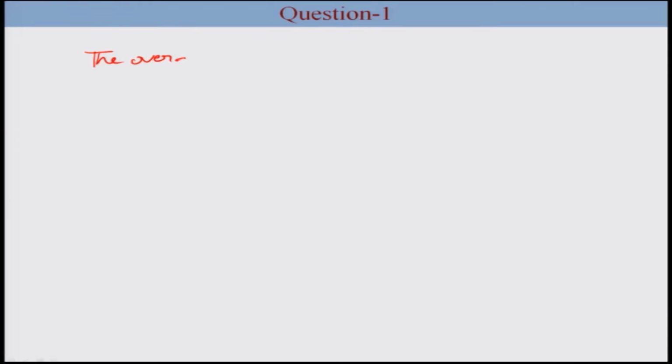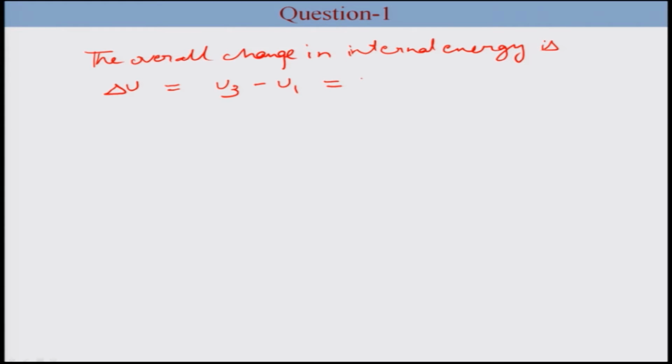So, the overall change in internal energy, delta U, is equal to U3 minus U1. U3 is, as we have calculated, 1163.30 and U1 is 2728.9. So, this is equal to minus 1565.6 kilojoule per kg. The internal energy of the system is decreasing. Now, we also had to plot the T-v diagram.